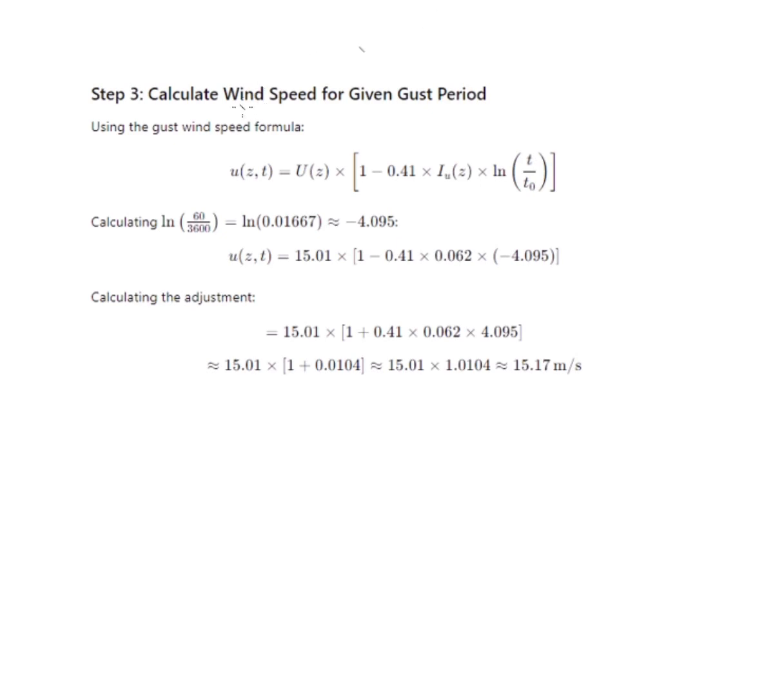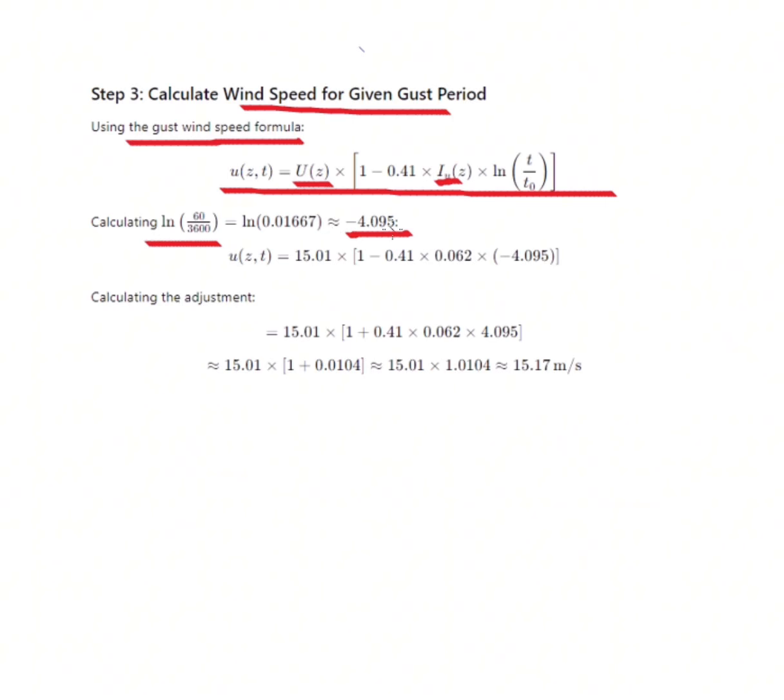Here you could see we calculate the wind speed for the given gust period using the gust wind profile formula, u z of t. There are two functions, t and z. U z we have already calculated, and I u z, the turbulence intensity, we have also calculated, and logarithmic t by t naught we can also calculate. T by t naught: 60 seconds is 1 minute and it is 1 hour. So this value becomes minus 0.4095.